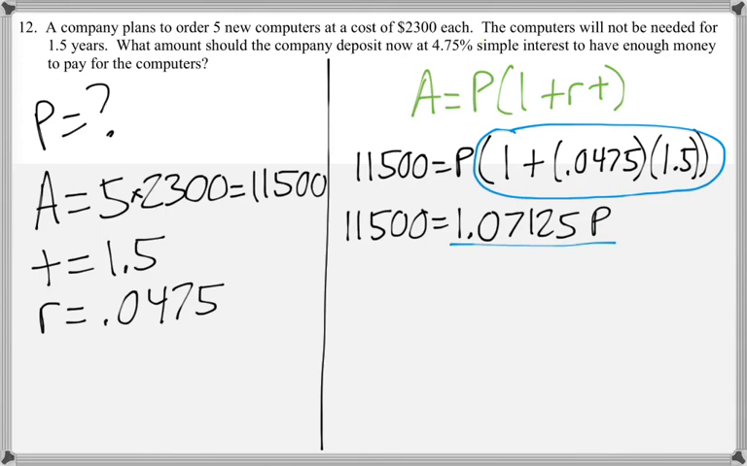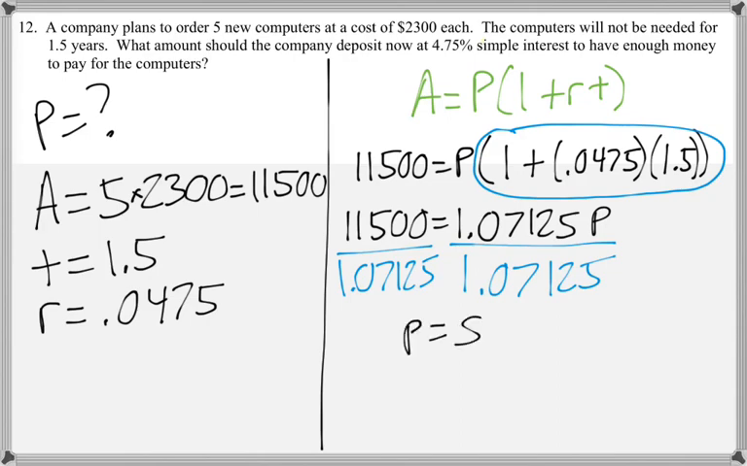And then I want to divide by 1.07125. So the present value is 10,735 and 12 cents.